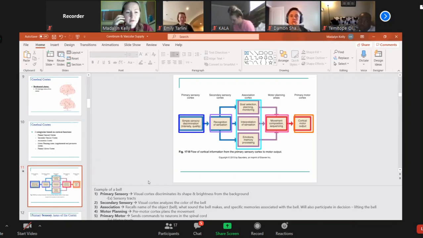Secondary cortex or secondary sensory, you analyze the color of the bell. The association, then you realize, oh, that's a bell. You remember kind of what sound it makes, specific memories you have with it. Motor planning is the premotor cortex plans the movement. Maybe you're getting ready to go pick it up. And then primary motor is you pick it up, or you shake it, whatever.